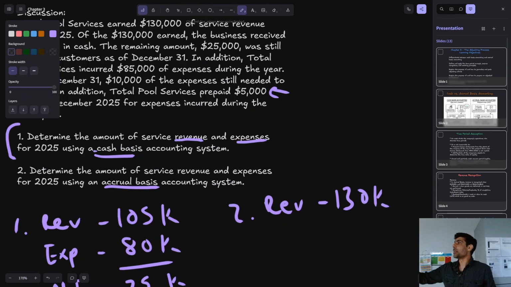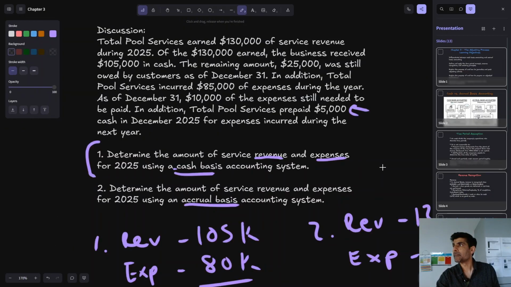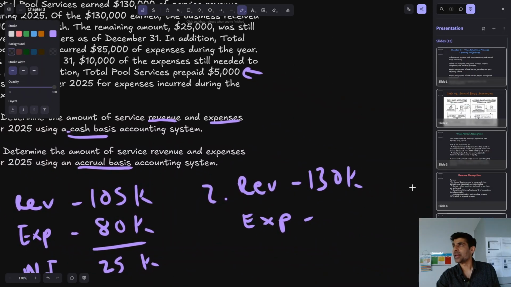we would have done debit accounts receivable, credit service revenue, right? But the total revenue would have been 130,000. That's how much we actually earned. It would have been split between cash and accounts receivable. Okay, what about the expenses? Okay, who said that? 85,000.